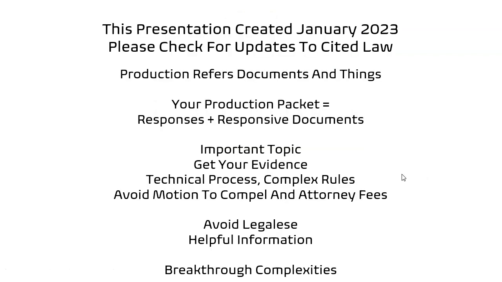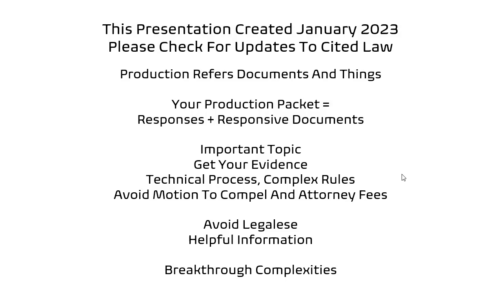Okay, so when we talk about production, we're talking mainly about the exchange of documents. You have the right to ask for documents from the other side. They have the right to ask for documents from you. When I talk about a request for production, I'm talking about a document that lists the documents that the sender wants from the recipient.